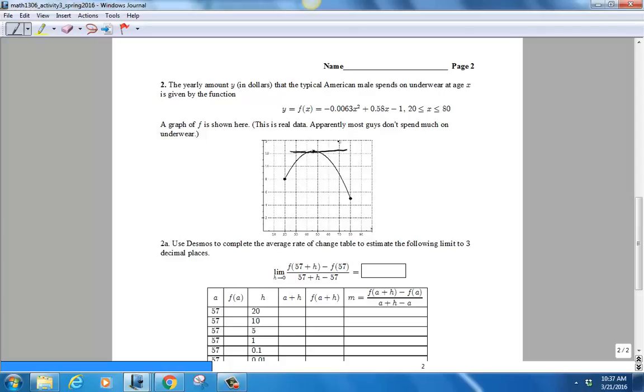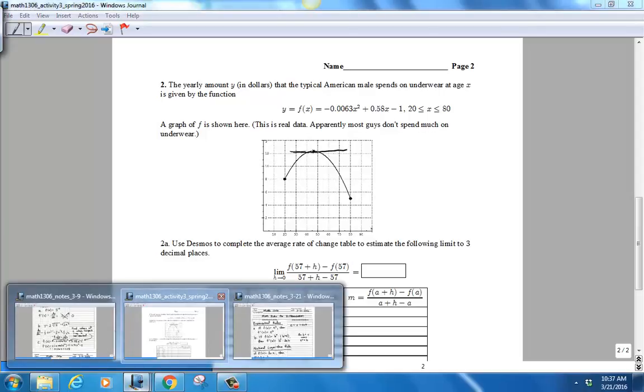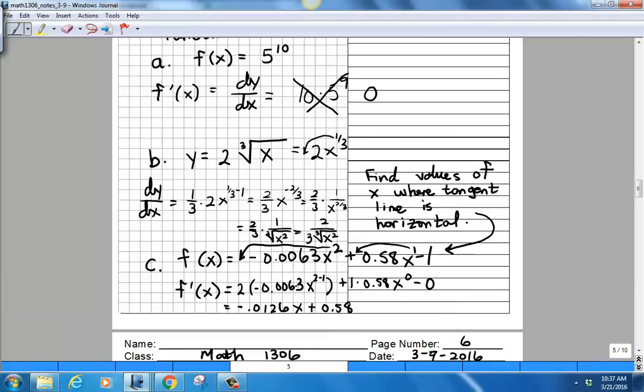But what we want to figure out is exactly where is that value for x, okay? All right, so how can we find that now? Now that we know the rate of change function, how can we find that value of x where the tangent line is horizontal? Well, remember, the slope of the tangent line is the same as the rate of change, correct? The slope of the tangent line is the same as the rate of change. So what's the slope of a horizontal line?